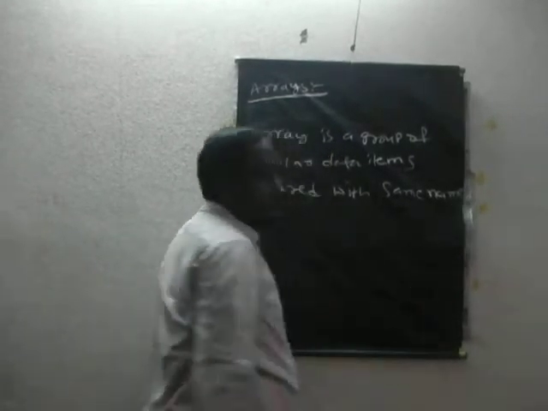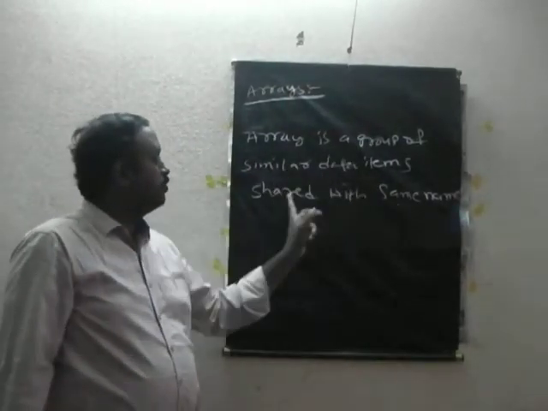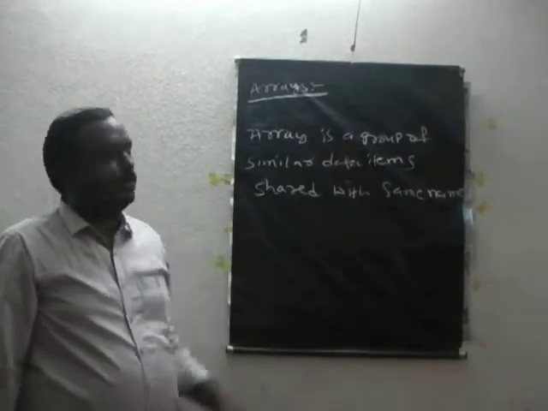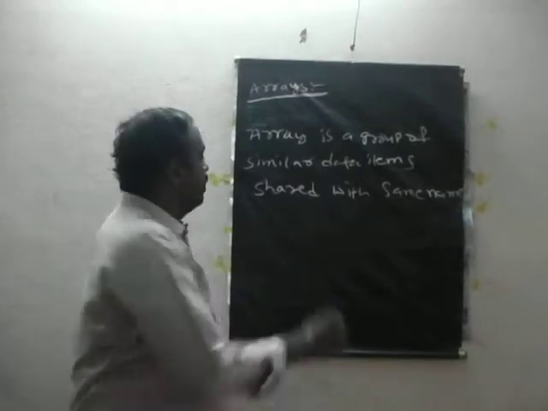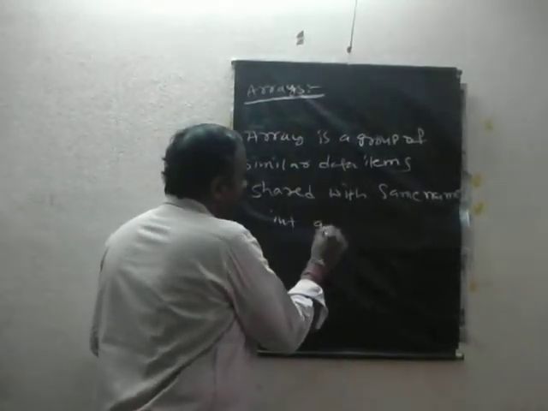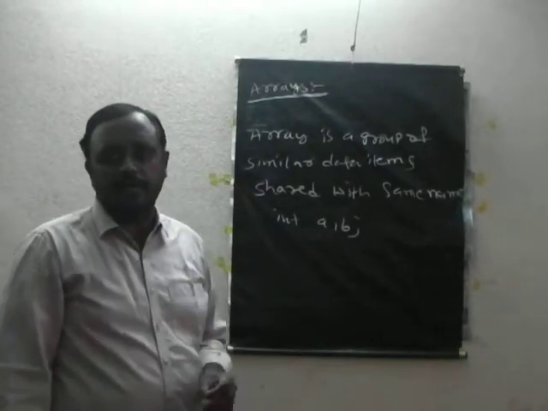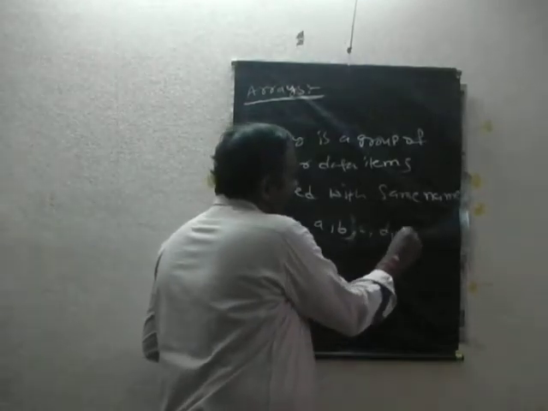This is very interesting and also very important. Array is a group of similar data items shared with the same name. Let me explain here. For example, I want to declare two integers. What do we do? Simply int a, b. One is a and one is b. For example, I want to declare more than two, say 5. Then c, d, e.